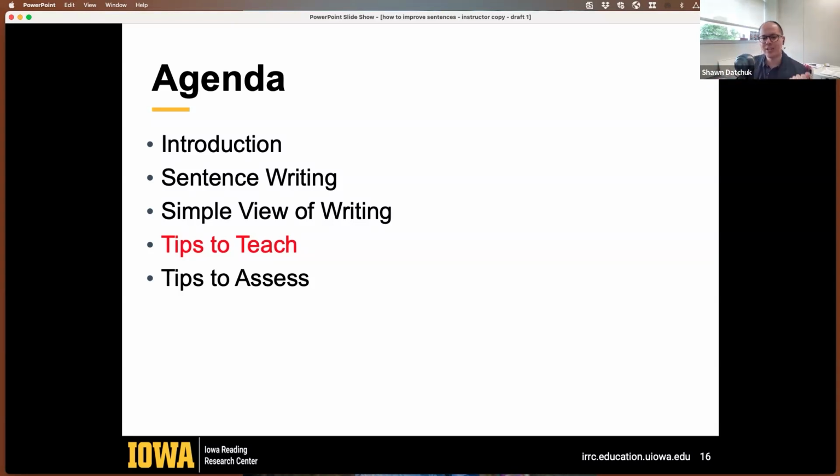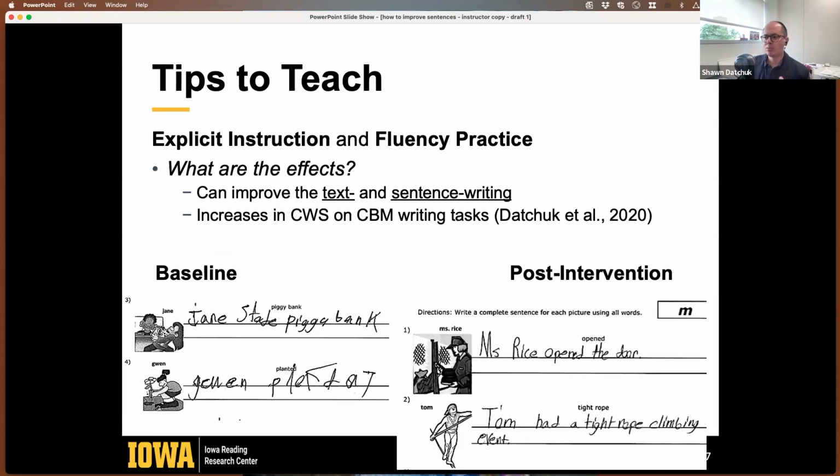What are different evidence-based tips that I can share with you? So we're going to take a look at a combination of explicit instruction and fluency practice. Before we start to unpack that, this is what we have seen in different research studies. Myself and some colleagues have now published upwards of about a dozen different studies, where before intervention we see something like this: we would give students these picture word prompts and then ask them to write sentences.